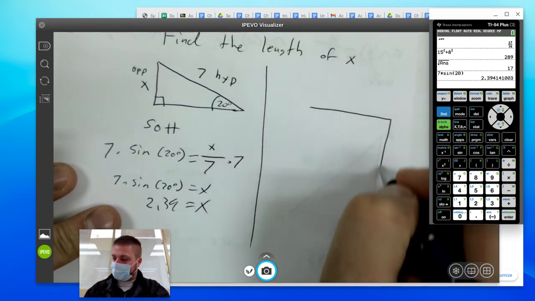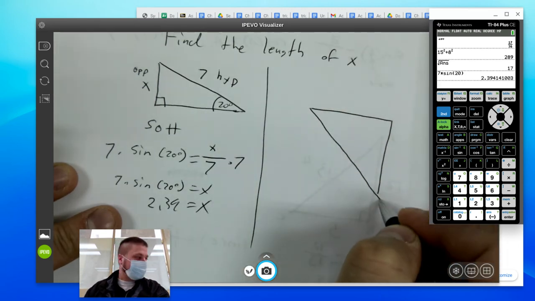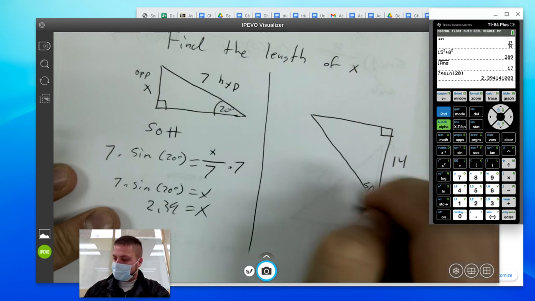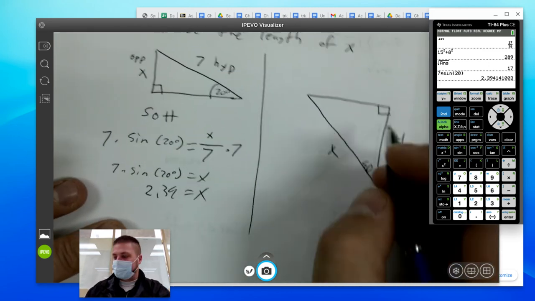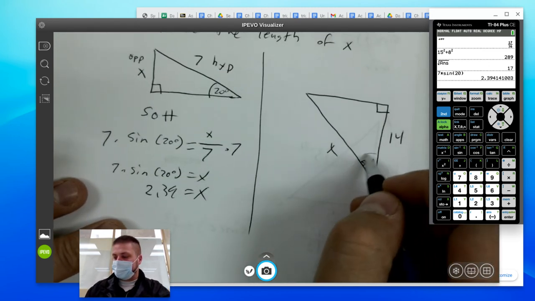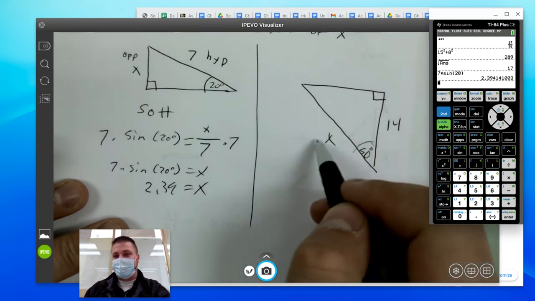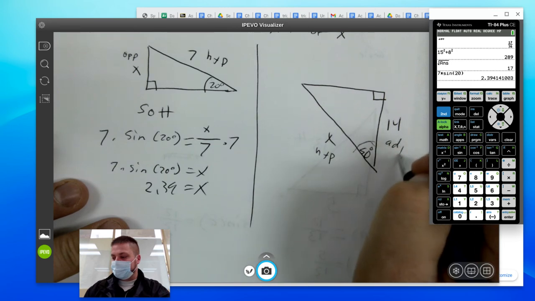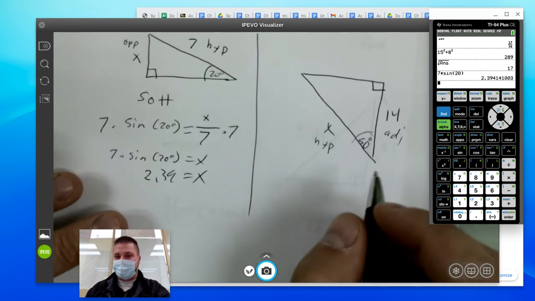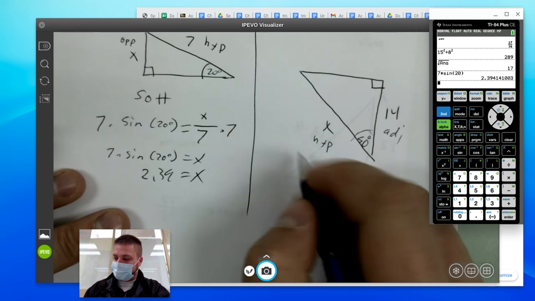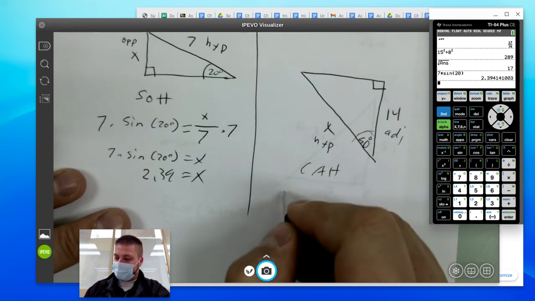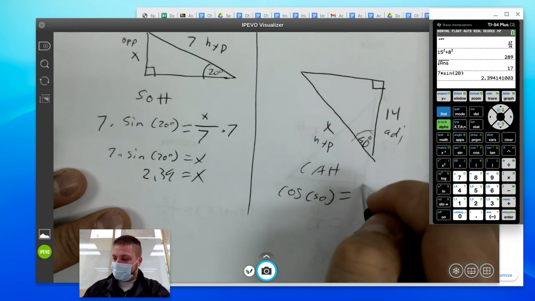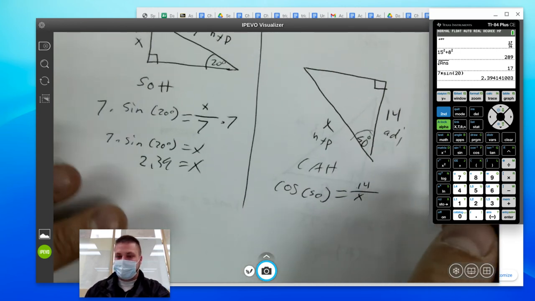Okay, let's do another one here. Let's go like this. We'll draw it kind of inverted this time. We'll put a 14 here. Okay, this time again we got to figure out what we have based off of this angle. Okay, I know that x is the hypotenuse, and this side's right next to, so this is adjacent. Okay, so I got adjacent and hypotenuse here. So that's CAH. That tells me that I need to use cosine. Cosine of 50 degrees equals adjacent 14 over hypotenuse x.